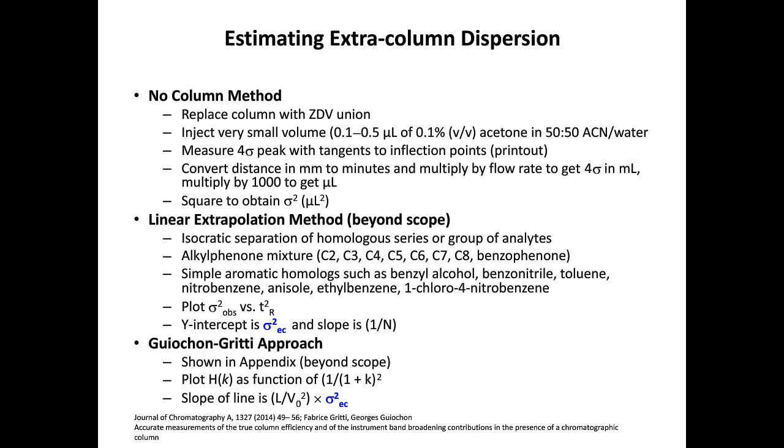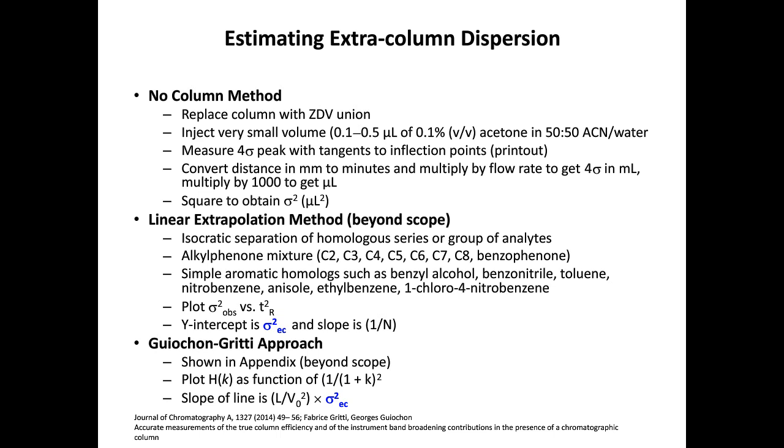One of the other ways, which is beyond the scope of what we're going to talk about today, is to use a homologous series of analytes, or a group of analogous analytes like these alkyl phenones, or some simple aromatic homologs that have just a single substituent on a benzene ring. Basically you run isocratic separations, say at 50% acetonitrile, and you plot sigma squared versus the retention time. Under those conditions, the y-intercept is your extra column dispersion in microliters squared, and the slope of the curve is 1 over the plate count.